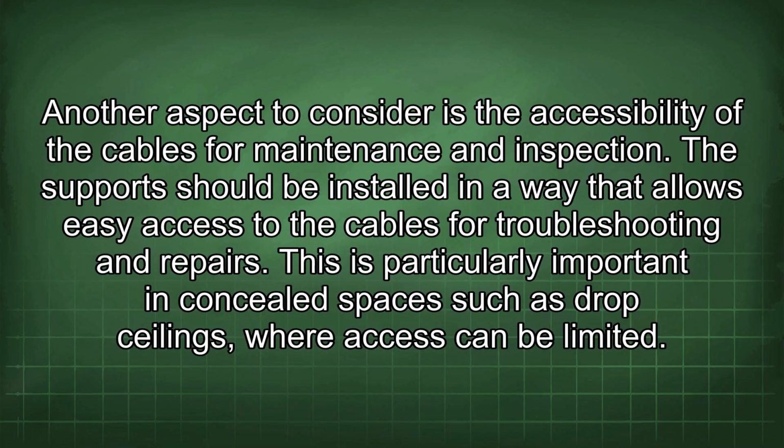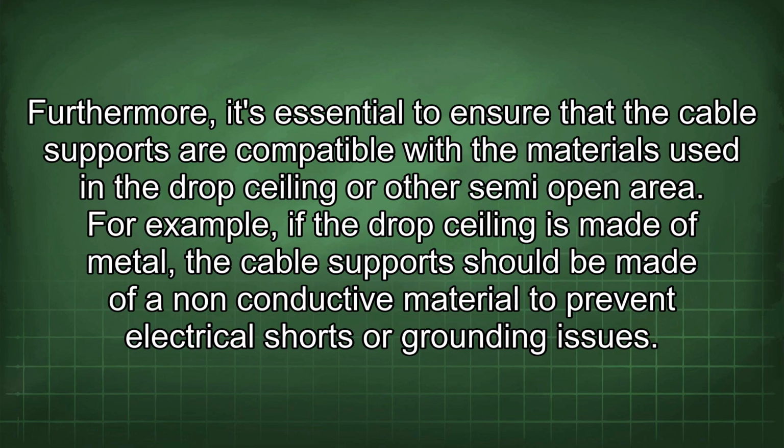Another aspect to consider is the accessibility of the cables for maintenance and inspection. The support should be installed in a way that allows easy access to the cables for troubleshooting and repairs. This is particularly important in concealed spaces such as drop ceilings, where access can be limited. Furthermore, it's essential to ensure that the cable supports are compatible with the materials used in the drop ceiling or other semi-open area. For example, if the drop ceiling is made of metal, the cable support should be made of a non-conductive material to prevent electrical shorts or grounding issues.